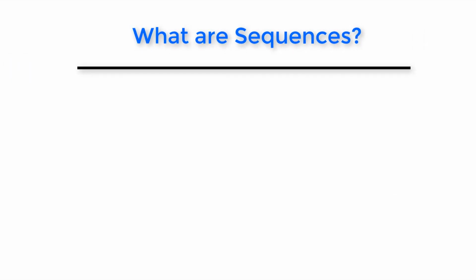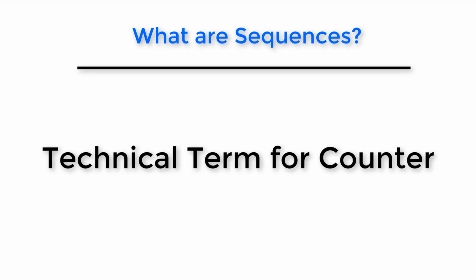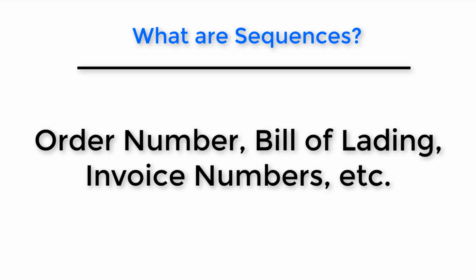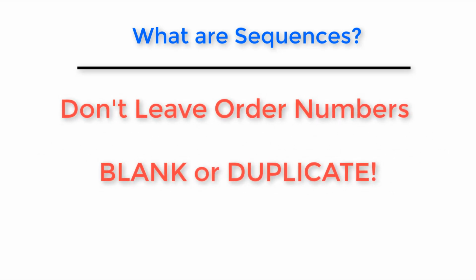First, let's answer, what are sequences? This is basically a technical name for a counter. Once the sequence is created with an initial value, DaVinci can use this to increment this value by 1 with each use. A perfect example is an order number on a shipping order. Now, sequences are designed to keep counting order numbers, so it's very important never to leave an order number blank or to duplicate these numbers.